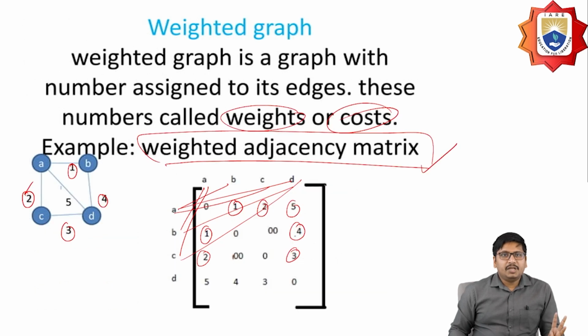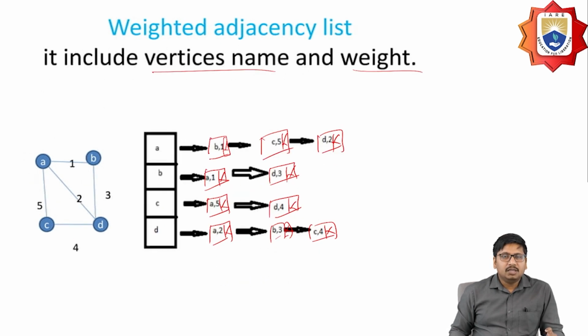In a weighted graph, the edges carry some weights, and the representation is called a weighted adjacency matrix and weighted adjacency list. In the node, along with the vertices, we have to represent the weight as well.